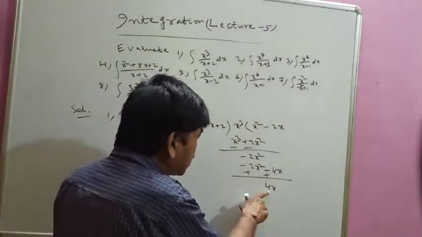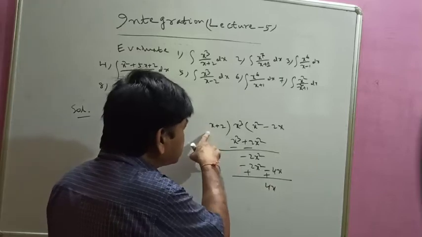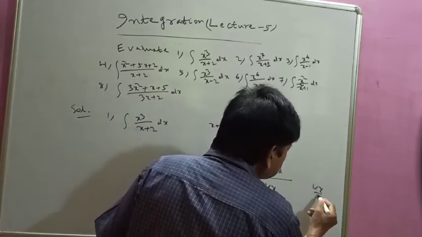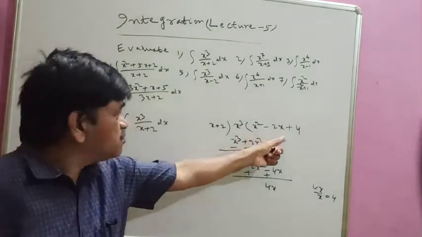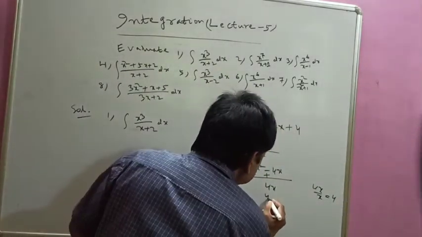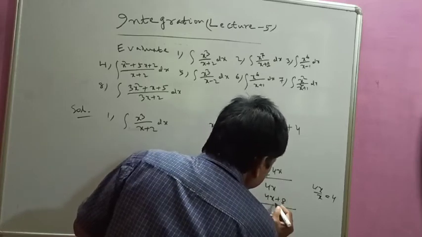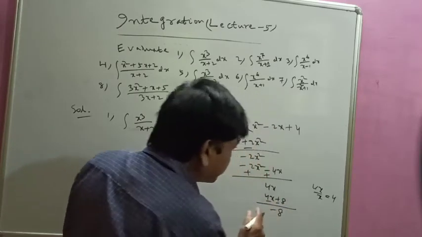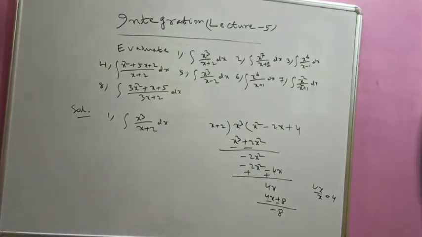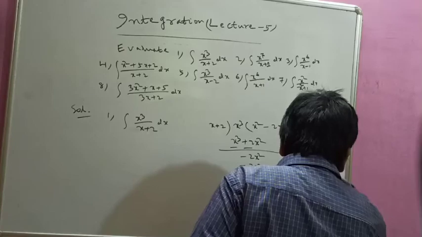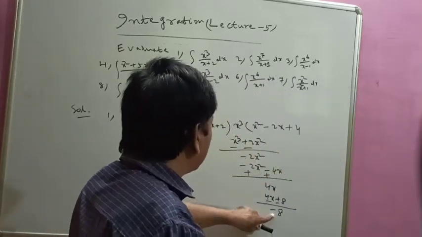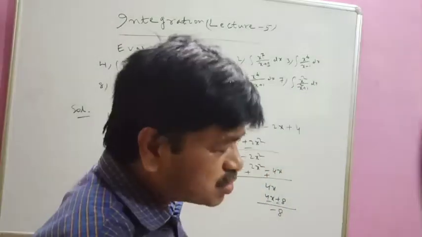Please remember. So now this high degree term by this high degree term, that is 4x by x. So that is 4. So here you write plus 4. This plus 4 you multiply to this. So it is 4x plus 8. Now if you subtract this, now this is minus 8. So now see what your remainder is. Your remainder is minus 8. What is the degree of this? The degree of this is 0. So now the degree of remainder is less than the degree of divisor. So you stop here.